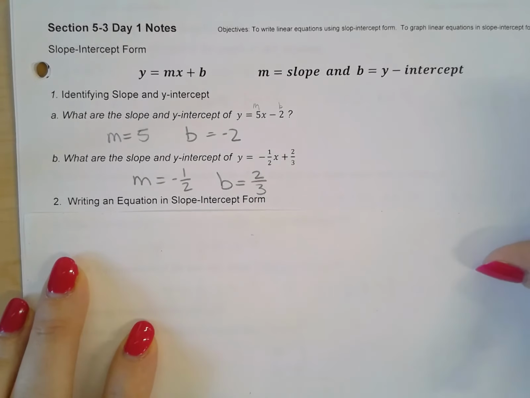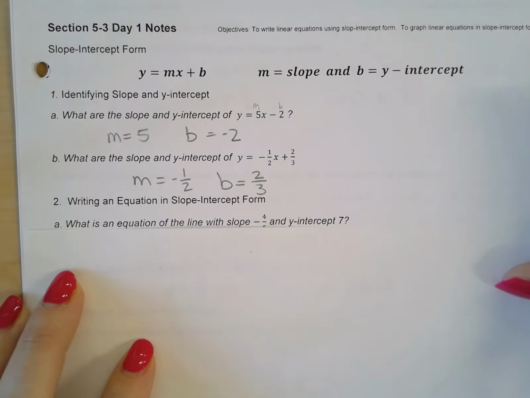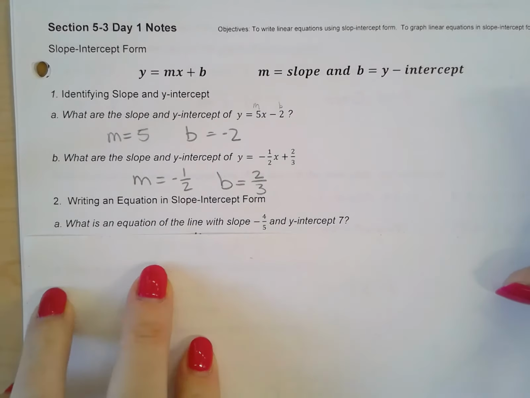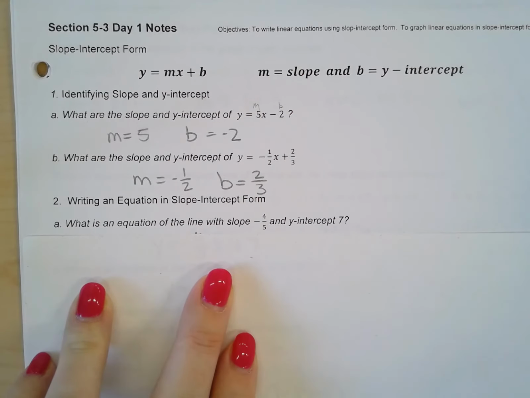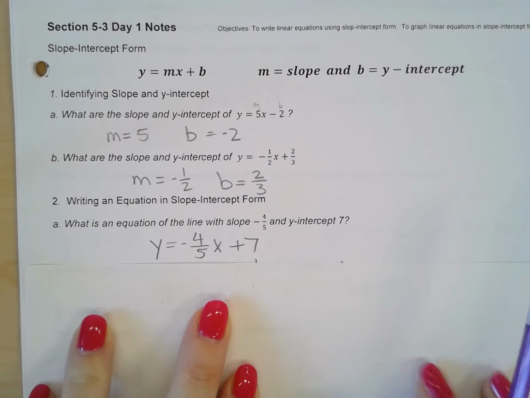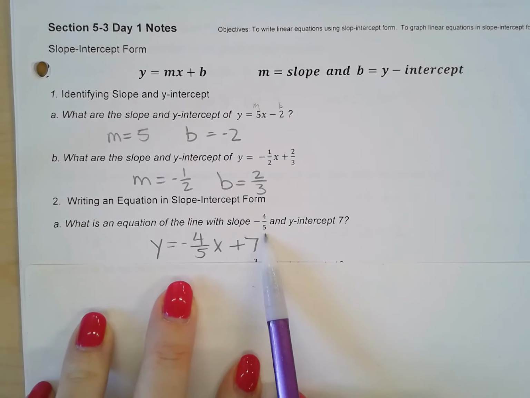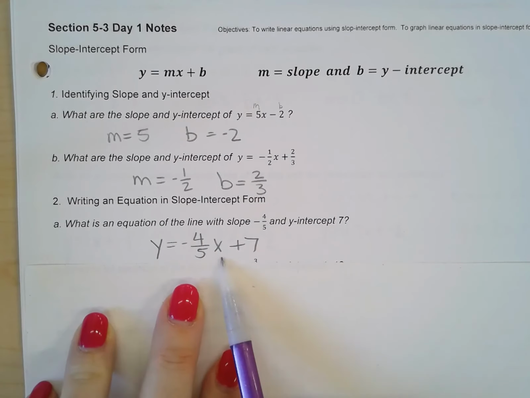Writing an equation in slope-intercept form. So this time they tell you what is the equation of a line with a slope of negative 4/5 and a y-intercept of 7. So you need to write the equation. You're going to start off with y equals, and then the slope, which was negative 4/5, x plus 7, the y-intercept.